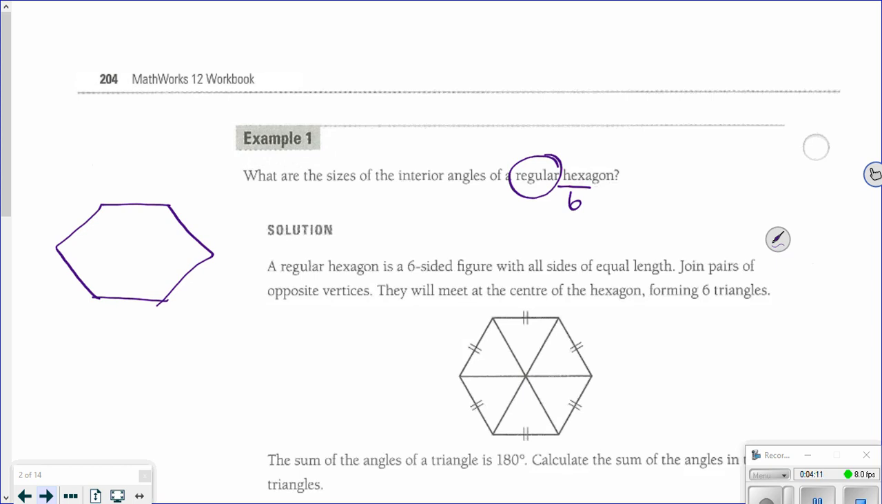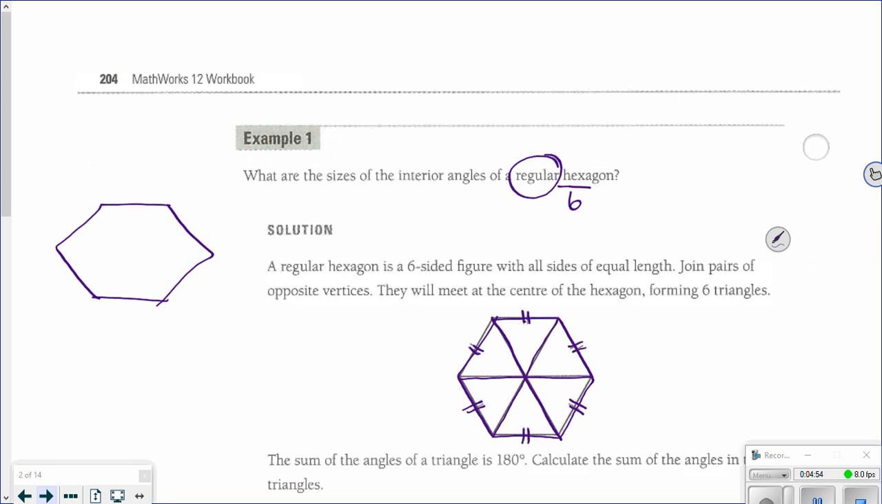So the solution says a regular hexagon is a 6-sided figure with all sides of equal length. Join your pairs of opposite vertices. They'll meet at the center of the hexagon, forming 6 triangles. So if you drew your hexagon, your 6 sides, whenever we're talking about the sum of interior angles or anything really about interior angles, we want triangles because we're used to working with triangles. So we can turn our hexagon into 6 triangles by matching up the opposite corners. When we do that, we end up with 6 triangles, and all the bases of those triangles are the same size because it's a regular hexagon.